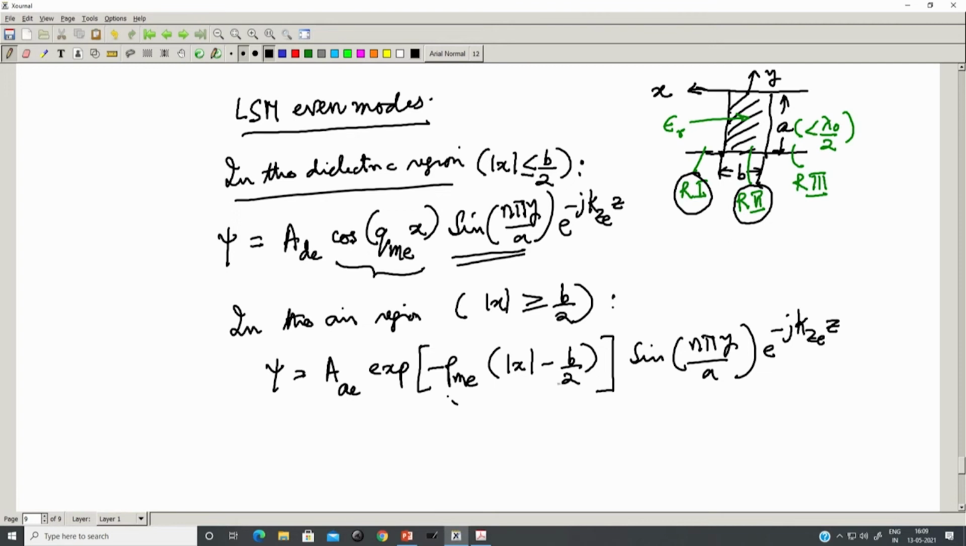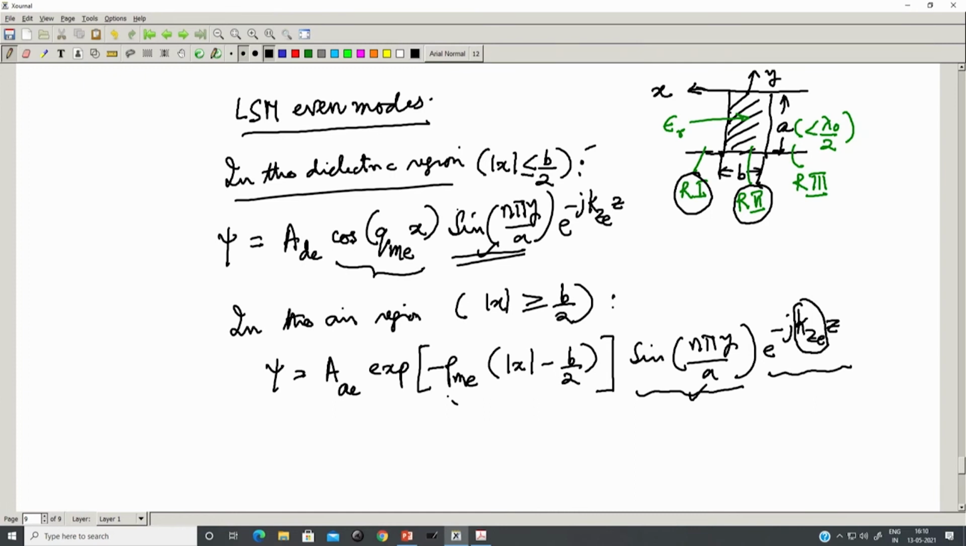Okay. So, at mod x equal to b by 2, it is exponential 0, so it is 1. So, the decaying starts from here, and again there is nothing happening along the y direction. So, the y direction variation of the fields is unaffected. So, it is the same as this, and again there is nothing happening along the z direction. So, that z direction variation of this wave number will be the same as the dielectric region.